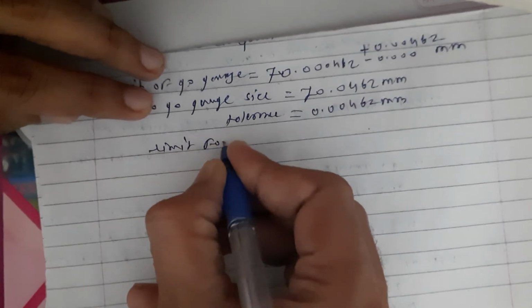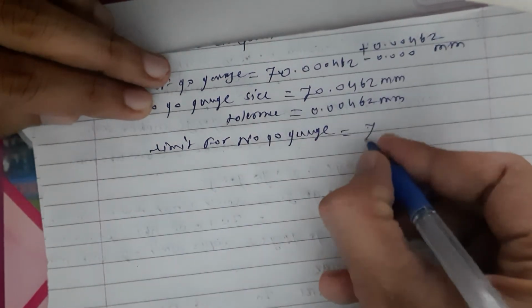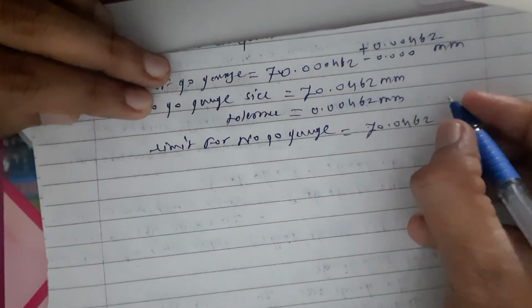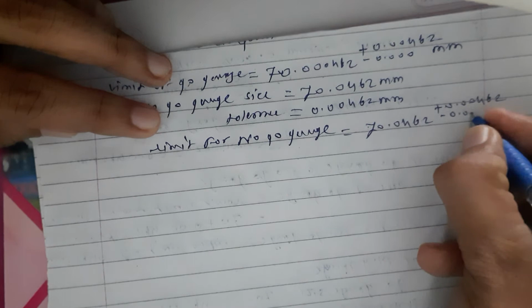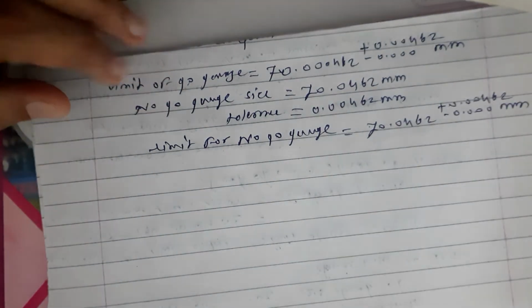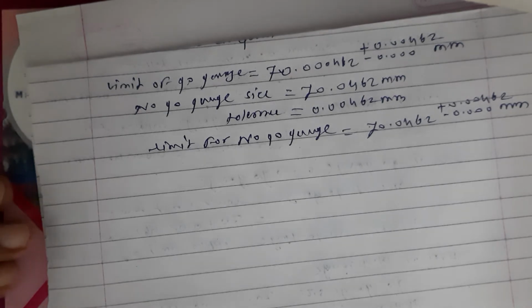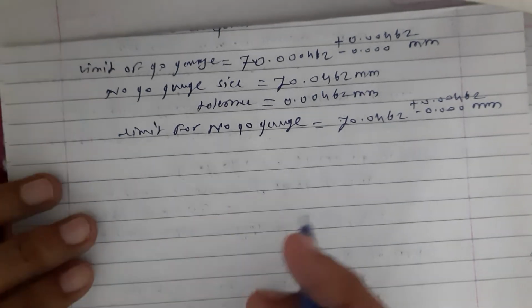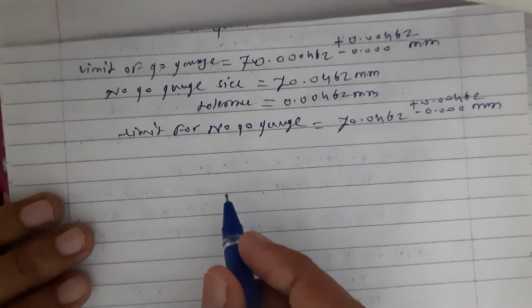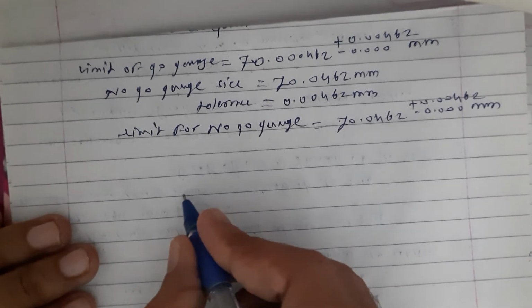Then what is the limit for the no go gauge? It is 70.0462, with plus 0.00462 and minus 0.00 mm. Once you have found the limits for the go gauge and the no go gauge, the last step is to draw the schematic. If the problem is asked for 10 marks, you will get 2 marks for the schematic representation. I will draw it here.